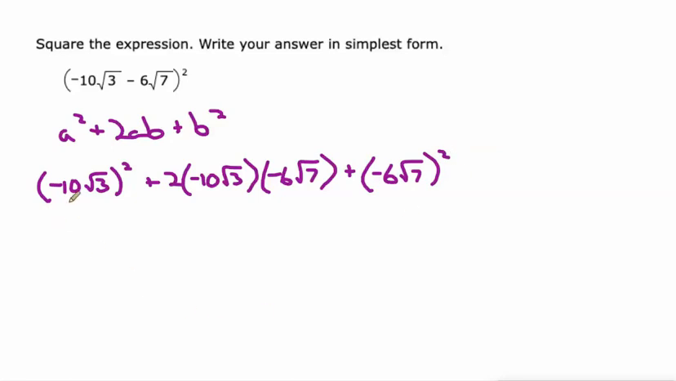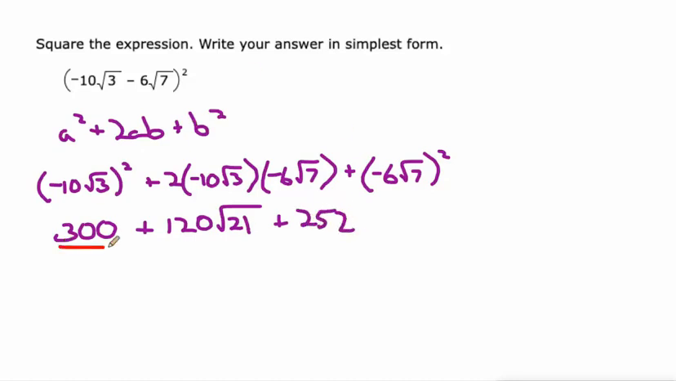All right, so negative 10 squared is 100. Square root of 3 squared is 3. So 100 times 3 is 300. Over here, we've got 2 times negative 10 times negative 6, negative 20 times negative 6, which is positive 120. And also the square root of 3 times the square root of 7 is square root of 21. And then this last term, negative 6 squared is 36 times 7, because the square root of 7 squared is 7, is 252.